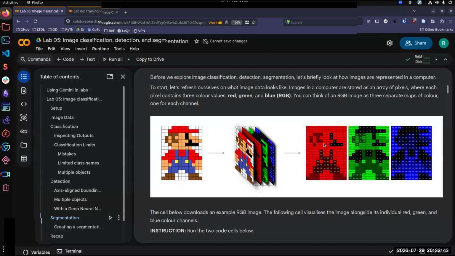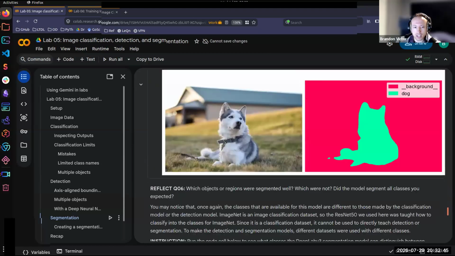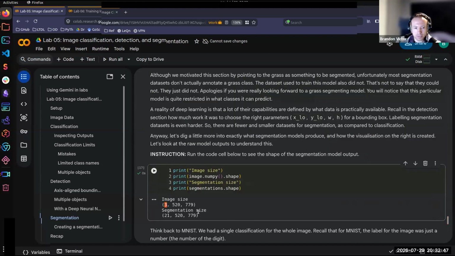So the image size, numpy, image.numpy.shape, that's going to say it's got 3 images, red image, green image, blue image. The size is 520 by 779. That's the length and the breadth, basically. So this is the height and then the width, in that order.